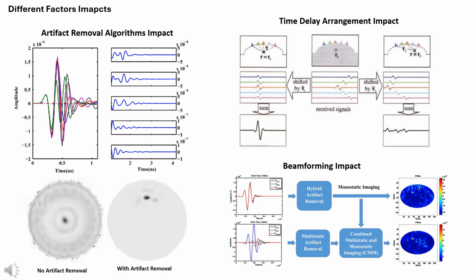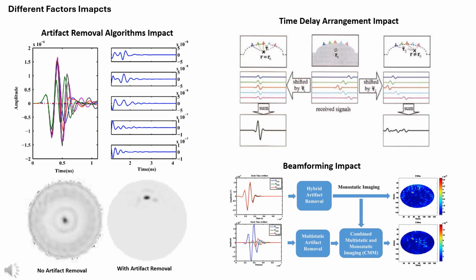In the bottom right corner, we see a workflow diagram that details the steps involved in improving the image quality through artifact removal. The process begins with hybrid artifact removal, a combination of different techniques aimed at eliminating unwanted signals. This is followed by multistatic artifact removal, where artifacts are removed in a system that uses multiple transmitters and receivers. Additionally, monostatic imaging, where a single antenna acts as both the transmitter and receiver, is included in the process.